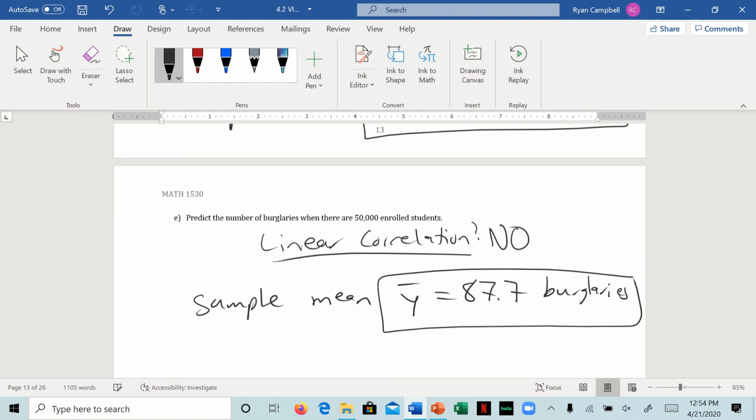Right? Which ends up being great because whatever they ask us to predict, if we know the answer is no, we don't got to do anything. We just say sample mean, 87.7 for all of them.